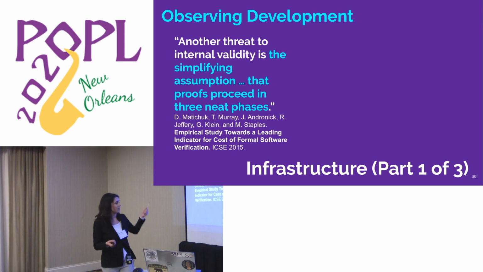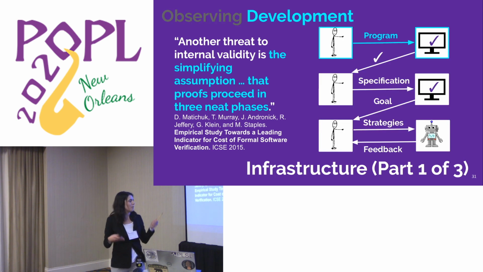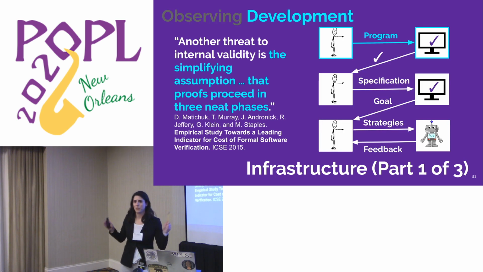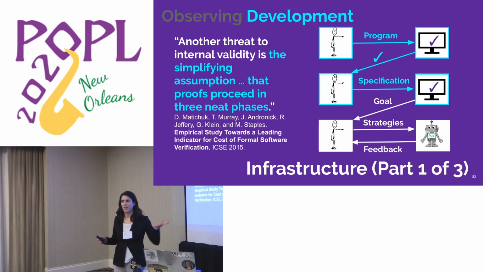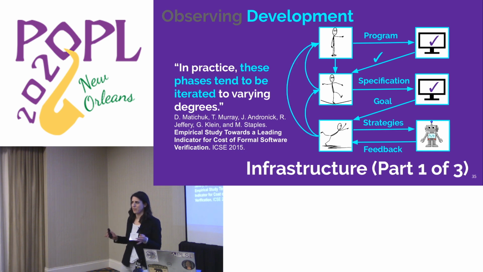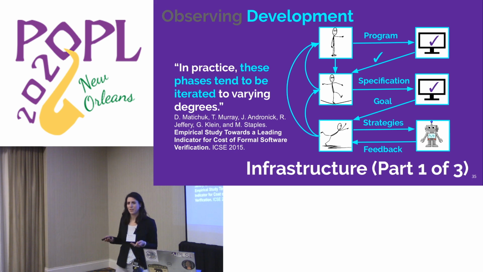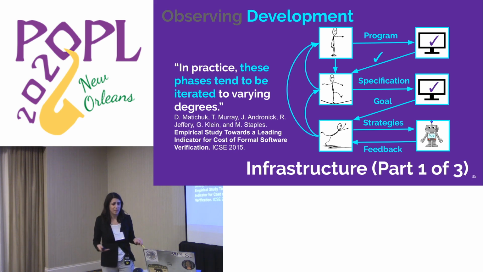So one user study noted they had to make this simplifying assumption that proofs proceeded in 3 neat phases. And I think most of us have seen this sort of cartoon version of proof development before. You write your program, you write your spec, then you write some kind of interactive proof, and that's it. Of course, that's not really how things work. In real life, at any point along this process, you might realize that your program is incorrect, or your specification is maybe not expressive enough to prove what you want, and you might go back and fix it.